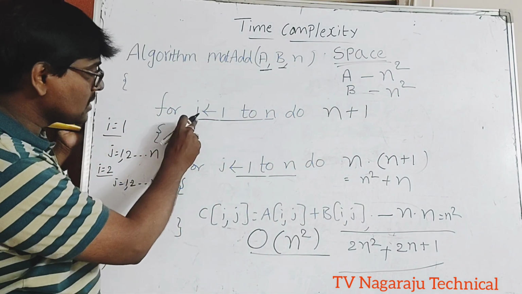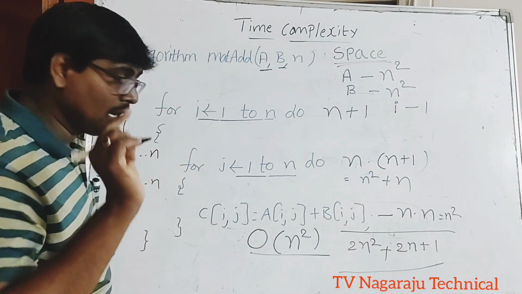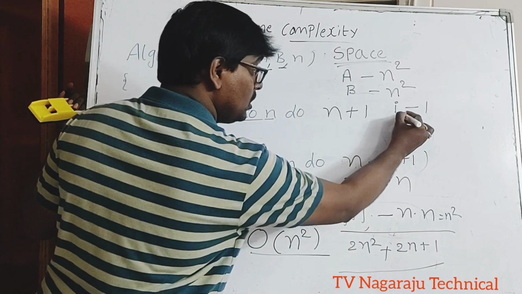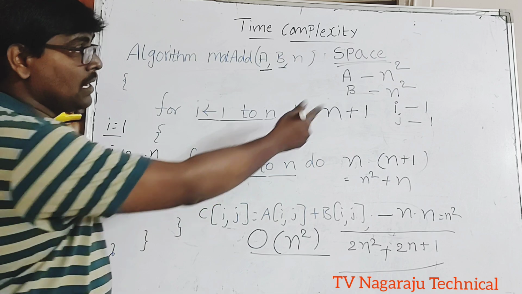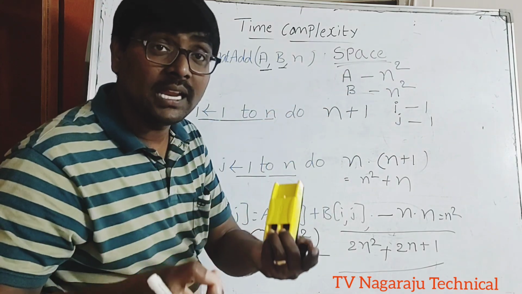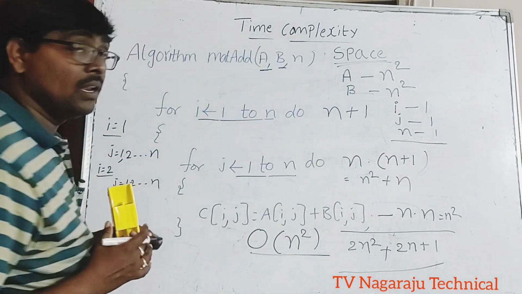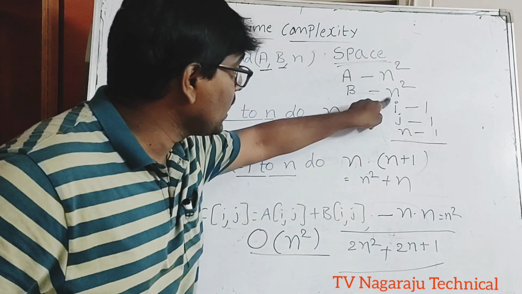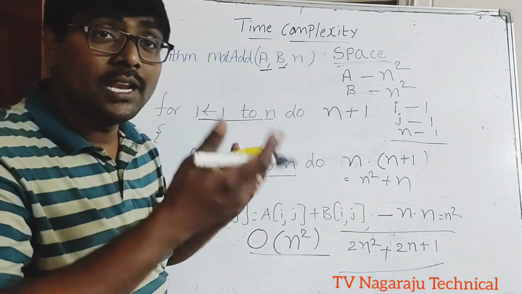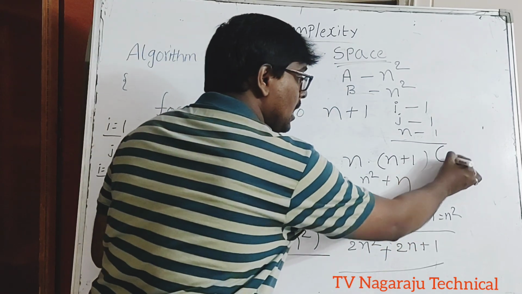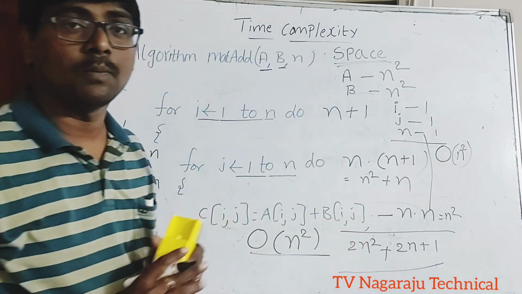Now what are the other things? Variable i requires one constant space. Variable j requires one constant space. Along with that, n is there. Whether it is n square, what is n? 3 by 3, 4 by 4. n requires 1. Now again, what is the complexity? 2n square plus 3. This is the space complexity. Again, if you represent it in upper bound notation, it is big O of n square. This is the space complexity.